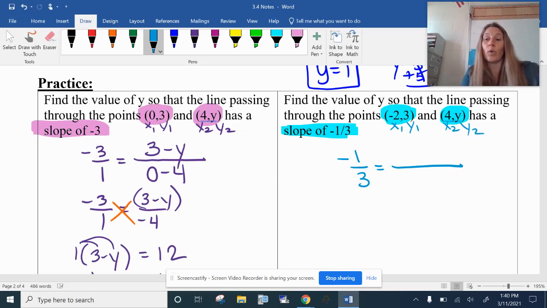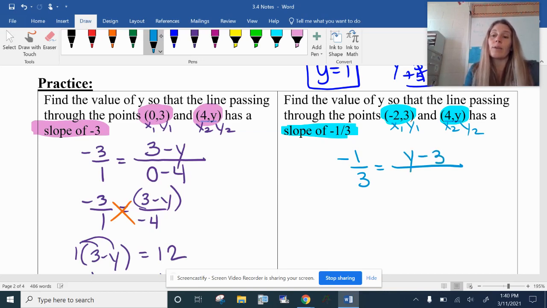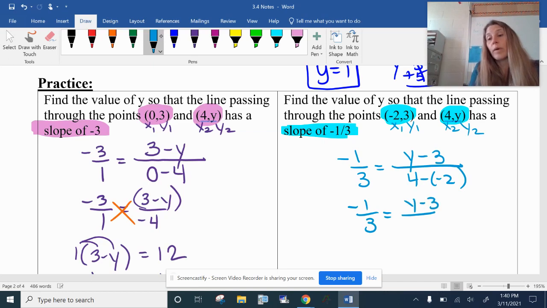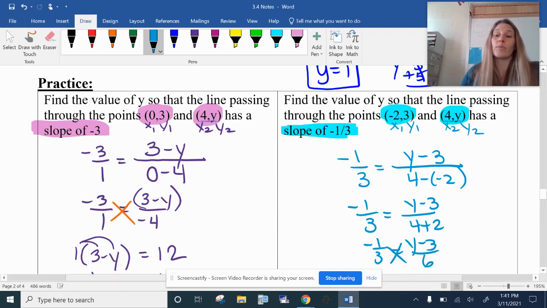Like I was saying before, the last problem I did 3 minus y, so you could see how we ended up with that negative on our y, but this time I'm going to do y minus 3. So then I will do 4 minus negative 2. 4 minus negative 2 is really addition, and that's going to give me a 6 there. And now I can cross multiply.